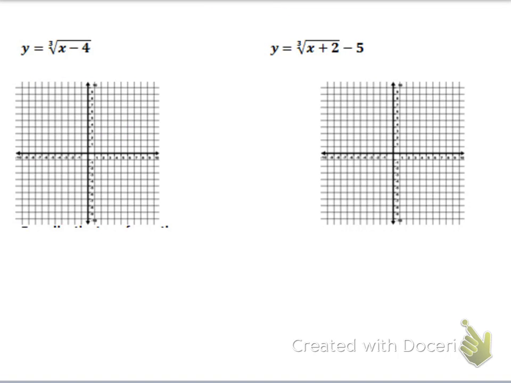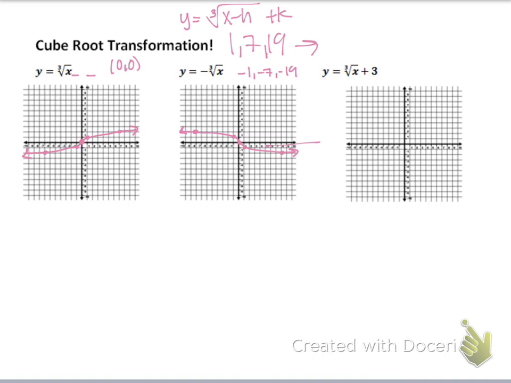Okay, this one, my h is going to be 0, my k is going to be 3, which means it's going to shift up 3, so it's going to start my S at 0, 3. So I go up 1, right 1, up 1, right 7. Then I go down 1, left 1, down 1, left 7. And there's my other S.